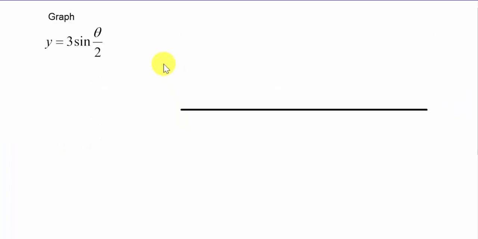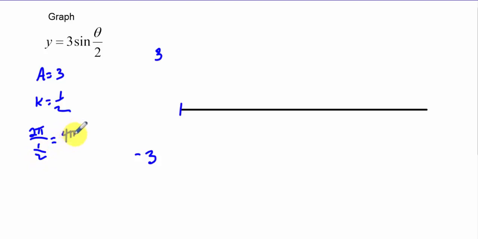So now we're going to combine both of these. Notice my a value, which is like my y multiplier, is 3, and my k value is a half. So what I know is that my 1 is going to change to a 3, and my negative 1 is going to change to a negative 3. My period is, let's just do it in terms of pi, 2 pi over a half. So my period is 4 pi, and my interval is 4 pi over 4, or pi.